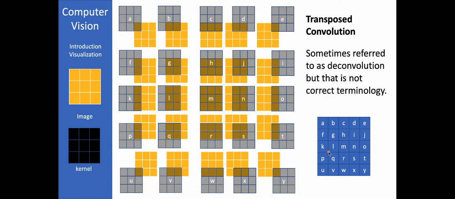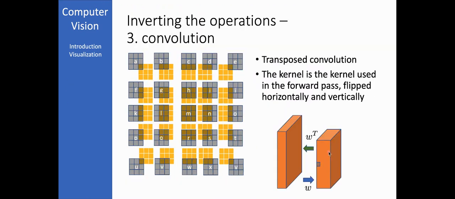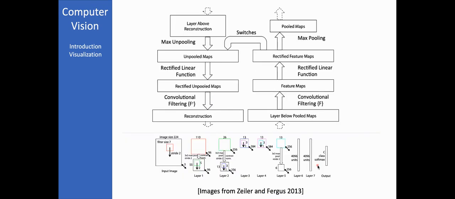So sometimes this operation is also called a deconvolution, but I have to note that this is not the correct terminology. This is simply a transposed convolution. Okay. So I will undo, in a sense, what the convolution did with a transposed convolution. And as the kernel, I will simply use the transpose of the original kernel that I used in the forward pass. So back to this big picture.